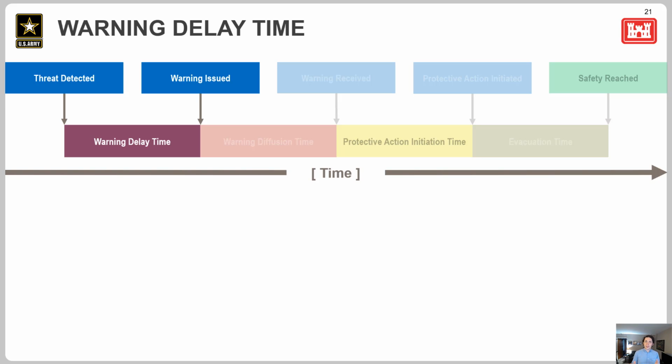The warning delay time spans the moment the threat is detected, that there's something going wrong that's going to require an evacuation, and somebody telling everybody they need to evacuate. So in this example, let's pretend that it's a dam breach. So the hazard identification is going to be somebody, probably the dam operator, noticing, hey, there's some really awful seepage. The dam is going to fail.